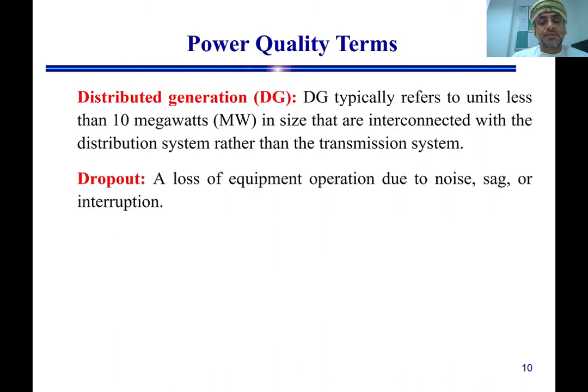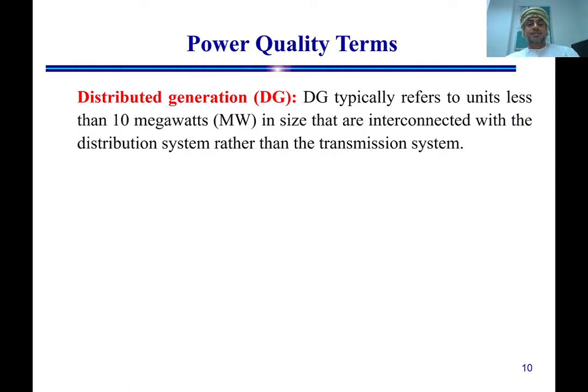Okay, we have another term which is called distributed generation. When we say DG, it refers to a unit or to a quantity less than 10 megawatt. We call it distributed generation. For example, if you place a photovoltaic cell on your rooftop, that one we call a DG, since it is connected to the main system. So the photovoltaic cell on your rooftop, if you have it on your house, can also be called a DG.